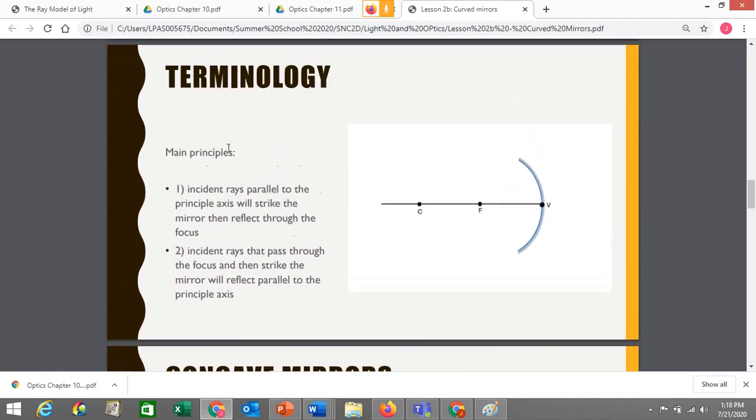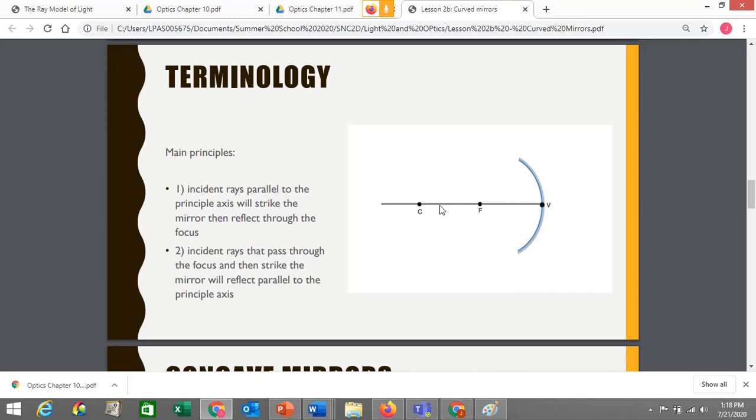To do that, there's one more thing we need. We need two main principles. So the principles are that the incident rays parallel to the principal axis, so if you've got rays of light coming like that, straight, and they're parallel to the black line, when they strike the mirror, they will reflect through the focus. So the reflected rays will go through the focus. Incident rays that pass through the focus will reflect parallel to the principal axis. Okay, let's see what that means.